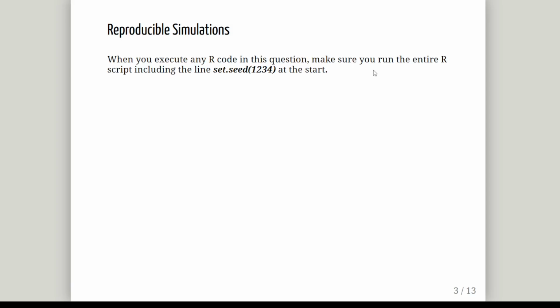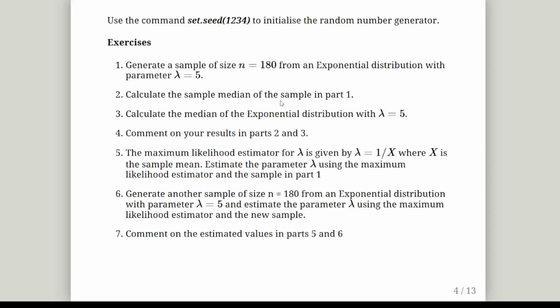So when you execute any R code in this question, make sure you run the entire R script, including the line set.seed(1234) at the start. Just pick a seed and stick with it the whole way through, just to make sure that the answers are consistent. You might be told to use a particular seed. Quite often in exam questions, it might be the year, like 2021 or 22 or 23, and so on. So use the command set.seed(1234) to initialize the random number generator. So there you are, you're told what to do.